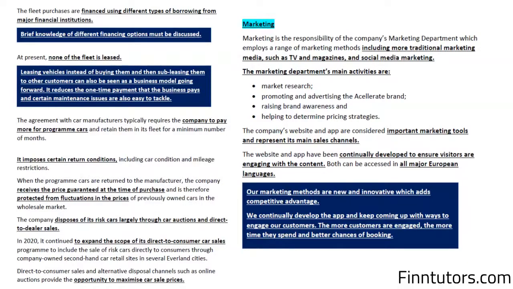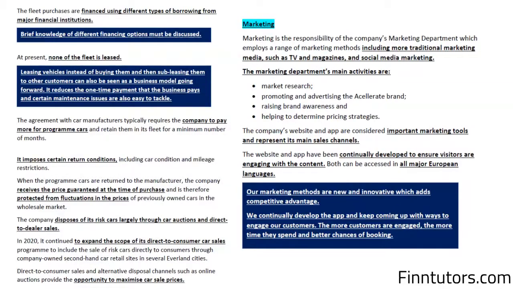The company disposes of its risk cars largely through car auctions and direct to dealer sales. So, risk cars which you have purchased, once they are at the end of their residual life, once you are changing them, you sell them through car auctions or on your website or direct to dealers as well.